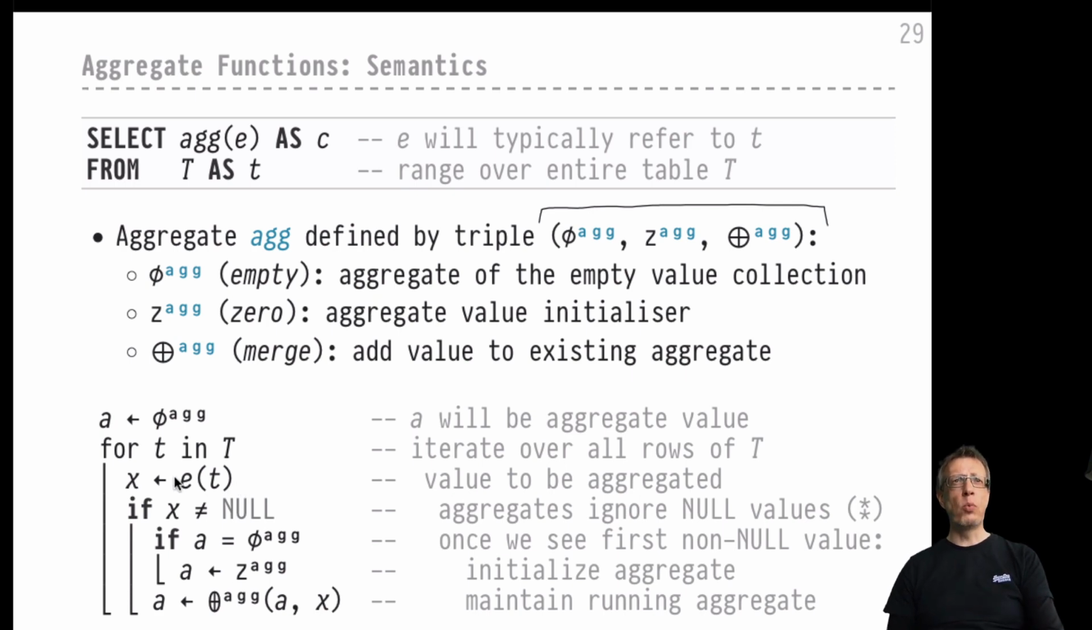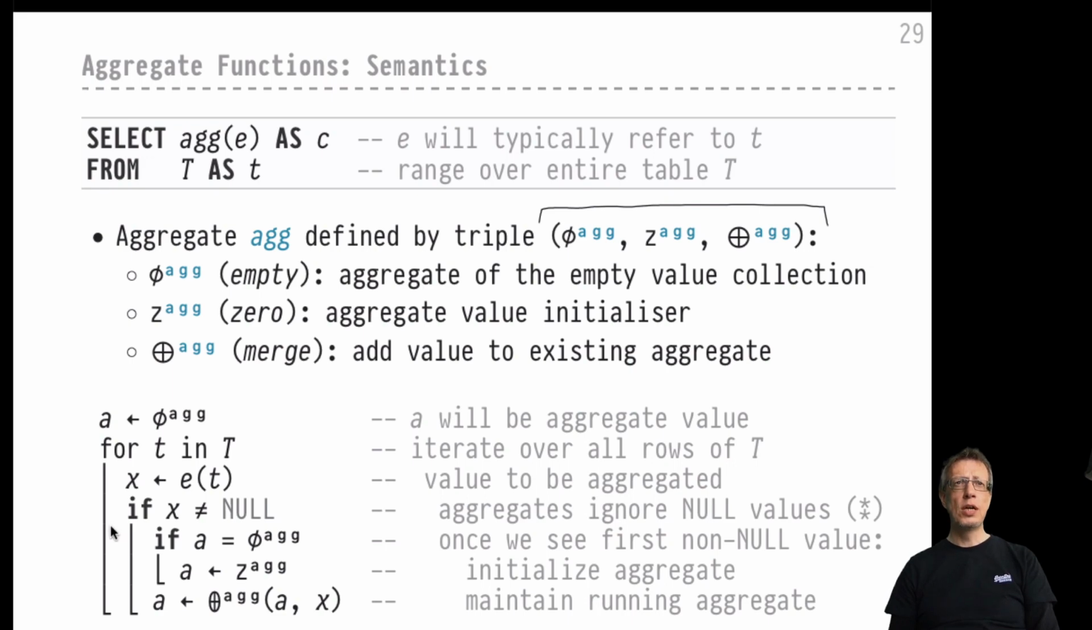This will compute a value that we need to add to the aggregate, x. But first we check that x is not the null value. If x is the null value, it's going to be ignored. Almost all aggregates that we will describe here behave like that. If x is the null value, it will not be added to the current aggregate state, but simply be dropped and ignored.